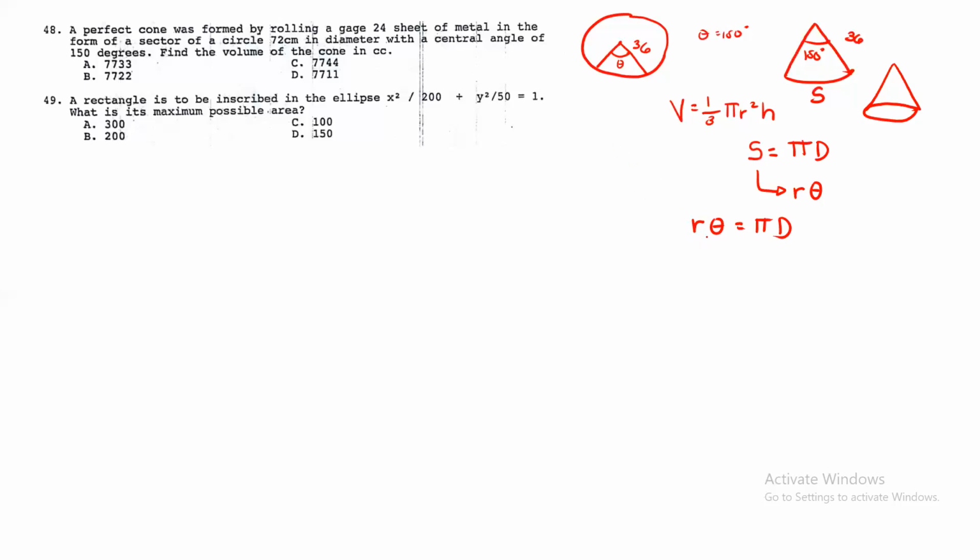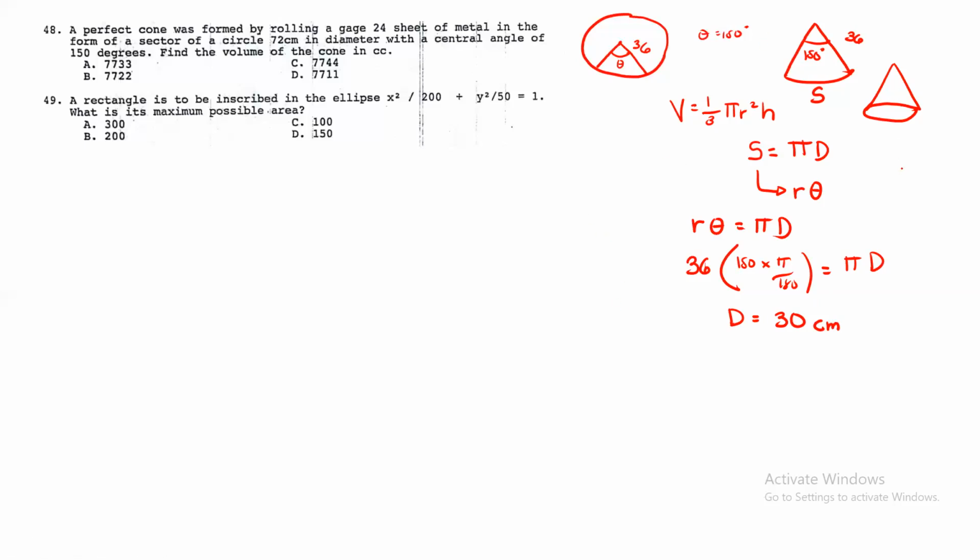Ilan yung radius natin? Itong radius natin, yan yung radius ng original circle, 36, times theta na. So 150 times pi over 180 is equal to pi times diameter ng cone. Makuha natin diameter ng cone dito is equals to 30, ano bang unit niyan? 30 cm. Pag nakuha natin diameter, makukuha natin yung radius.